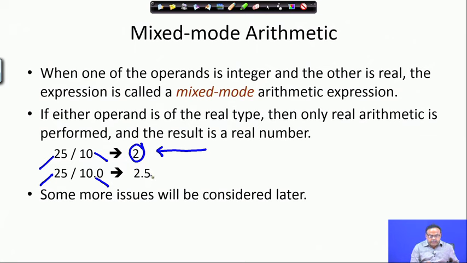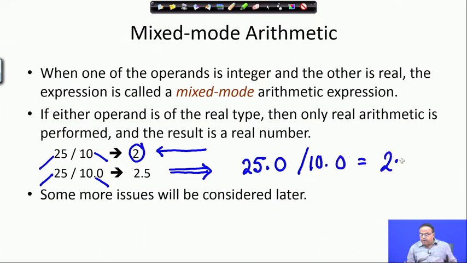So, what is happening here? This is becoming like 25.0 divided by 10.0. So, that will become 2.5. All right. Now, here on the other hand, since both are integers, the result will be integer.